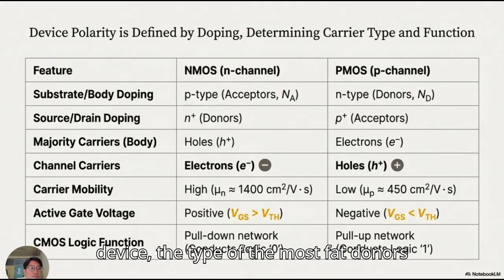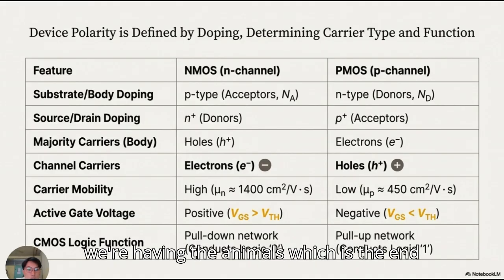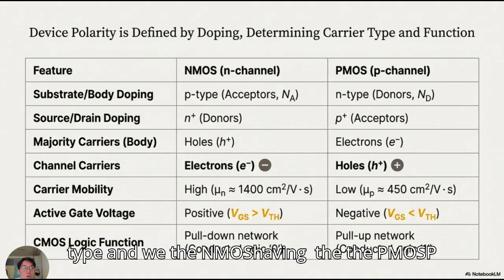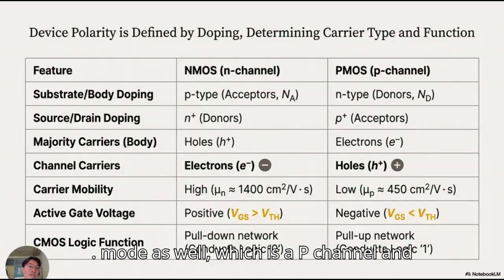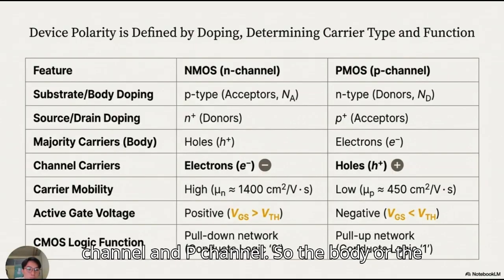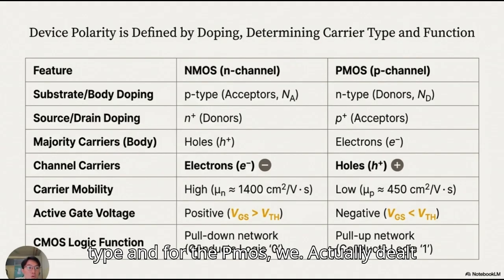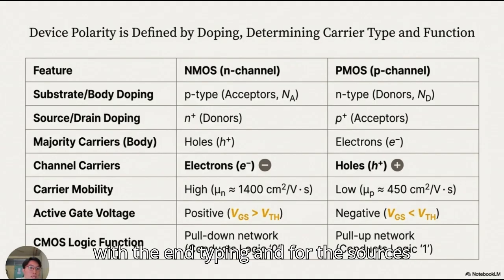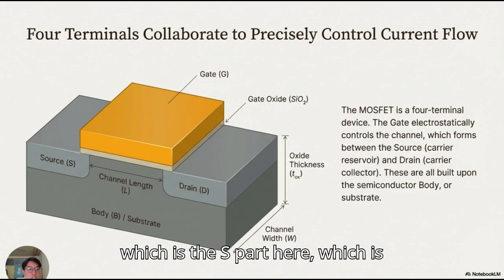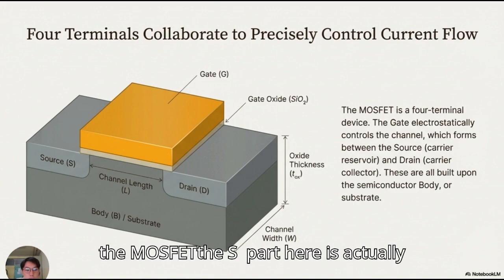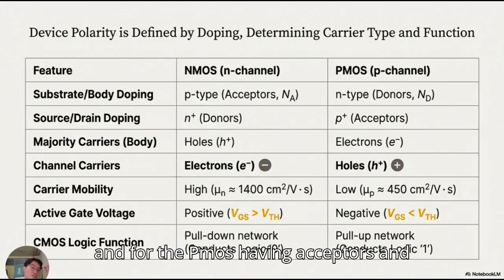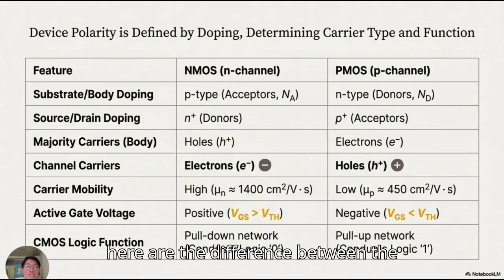So these are the types of the MOSFET. We have the NMOS, which is an N channel, and we have the PMOS as well, which is a P channel. The body or the substrate, we dope with P type for the NMOS, and for the PMOS, we dope with N type. And the source, which is the S part here, has donors for the NMOS, and the PMOS has acceptors. And here are the differences between the NMOS and the PMOS.